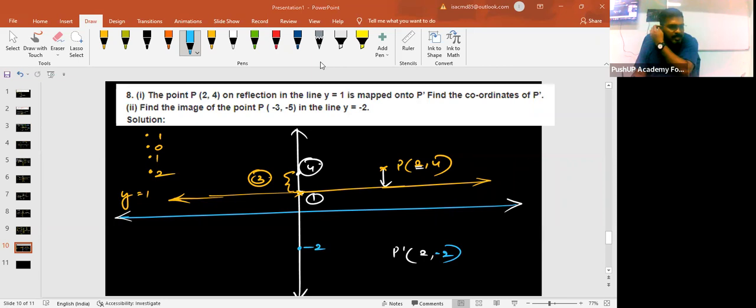Okay, Shazi, I think there is a typing mistake. Check again. Monica, it is right. Did you all follow it? How I got 2 comma -2? You all are capable of thinking like this, right? From point 1, you are going down by how many units? 3 units. So from 1 to 0, 0 to -1, -1 to -2. Total 3 units covered. You have reached your reflected image. Okay. Let's do the next one.